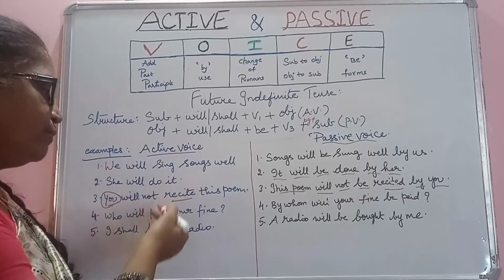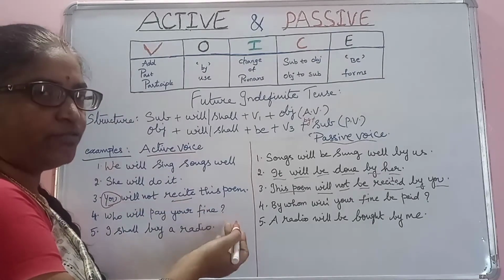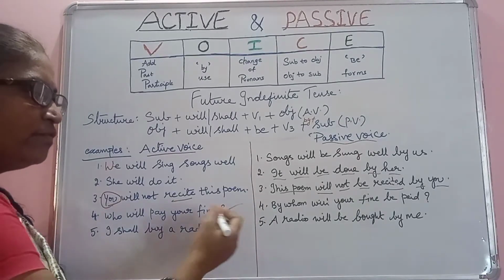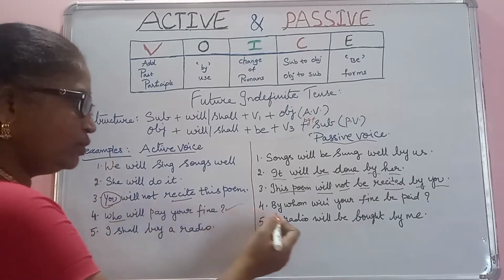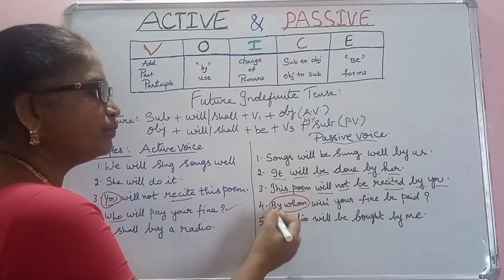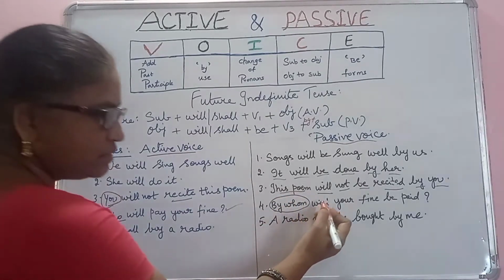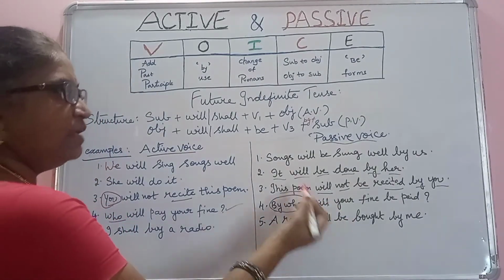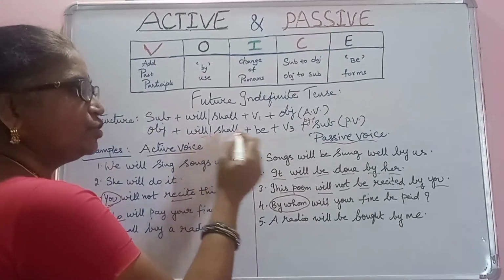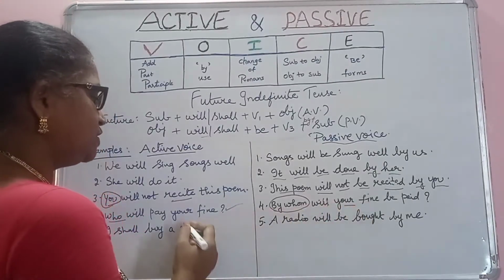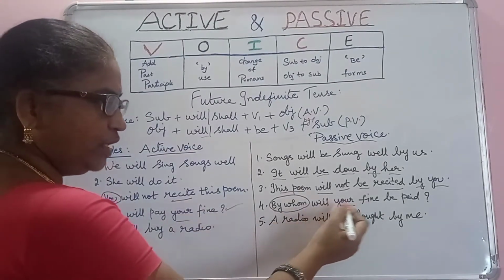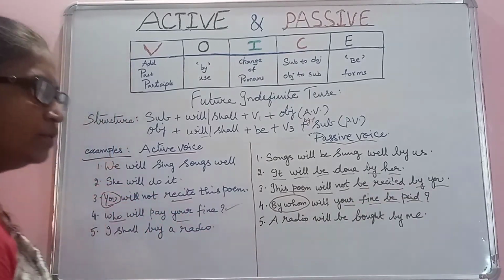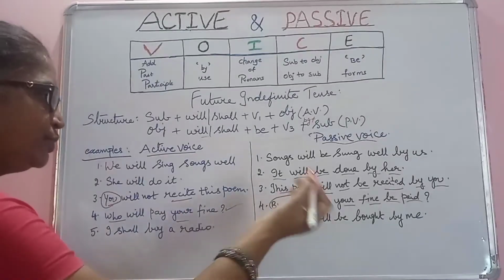Next, who will pay your fine. This is an interrogative sentence. When you have who, you go with by whom. This is a rule which you have to follow: by whom, and apply will in the sentence as in the structure, and your is mentioned over here. By whom will your fine be paid? Now pay has changed into paid.